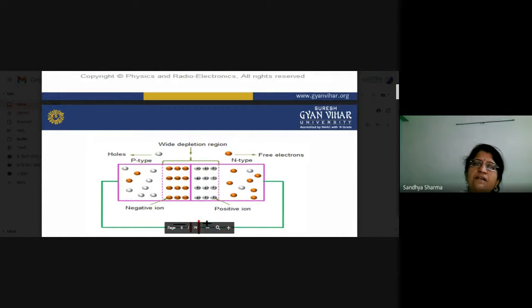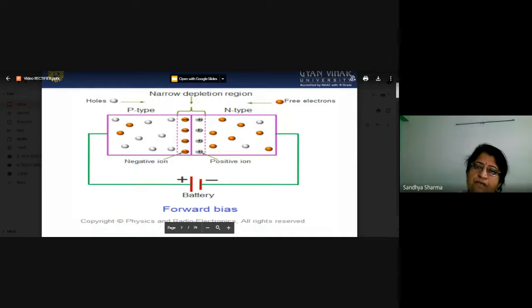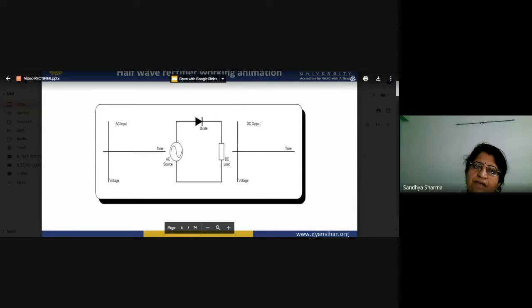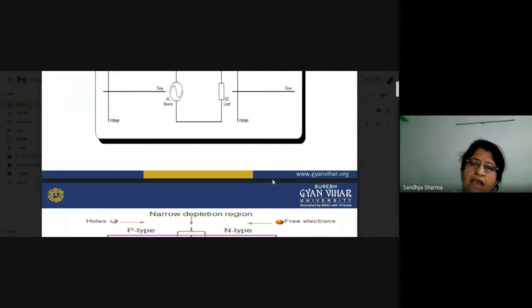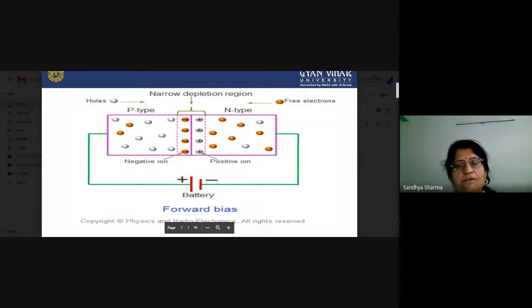What is the basic working principle of our rectifier? In the previous diagram, we have seen there is a diode, an AC signal, and a DC load connected. The diode works as a rectifier. In previous lectures, we saw the basic working principle of the diode. When we work with a diode, there are two types of biasing: either we can give forward biasing to the diode or reverse biasing.